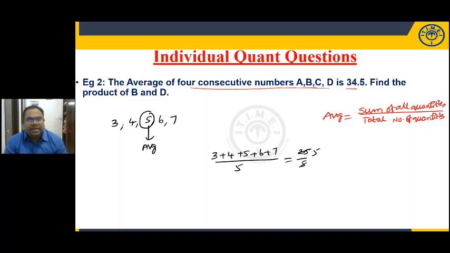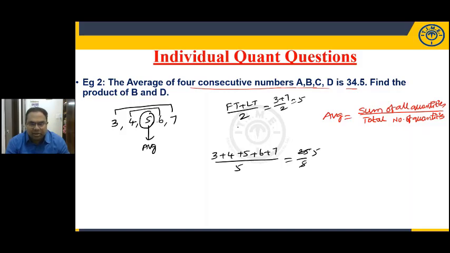See, if the numbers are consecutive, the gap is 1. Each number is increasing by 1, 1, 1, 1. The middle number will become the average, right? Also, average is nothing but first term plus last term by 2. That is also the average. 3 plus 7 by 2, 10 by 2, it is 5. Second from the first, second from the last: 4 plus 6 by 2, 10 by 2, that is 5.